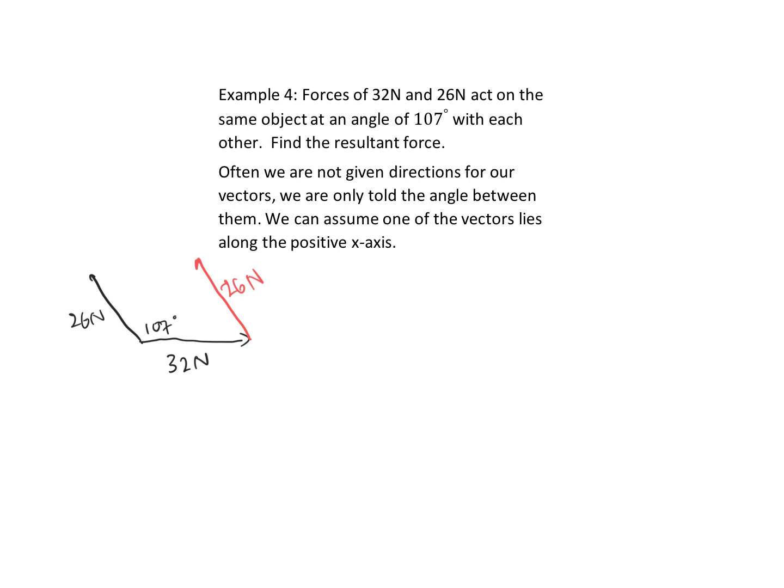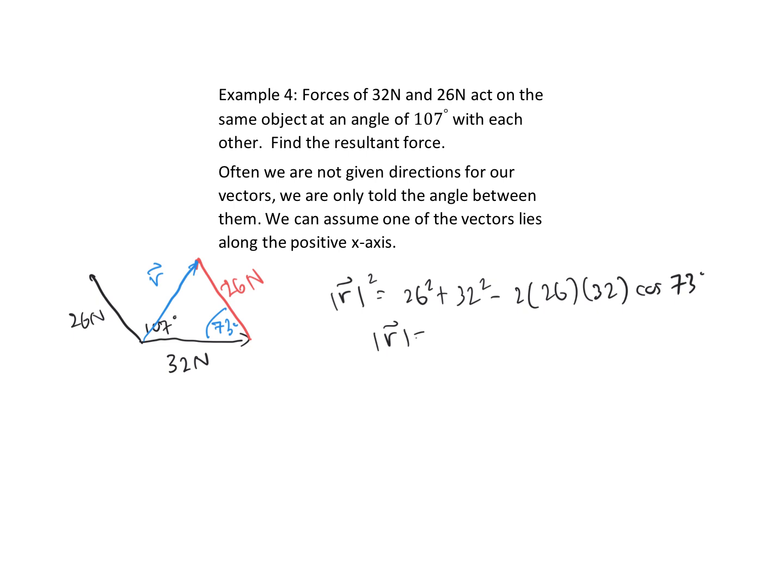And then we would have our resultant vector here. And we would use the supplementary angle to 107, which is going to be 73. And then we would use cosine law. So the resultant would be 26 squared plus 32 squared, and so on. So we're going to use the cosine law to solve for the resultant. And plug that into the calculator, you will get a magnitude of 34.8 newtons.